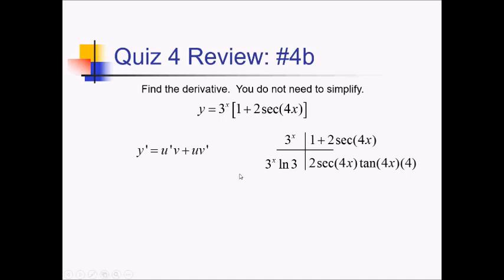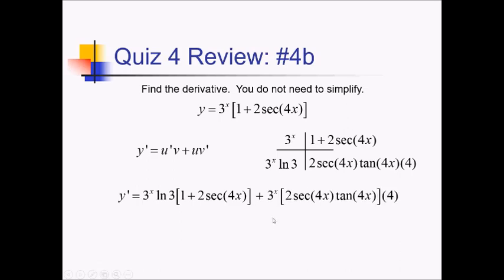Multiplying all that out, we end up with 3 to the x ln of 3 times all this stuff up here in the upper right in the parentheses, plus 3 to the x times all this stuff down here in the lower right, and I'll put that in parentheses too, just to keep it all together.